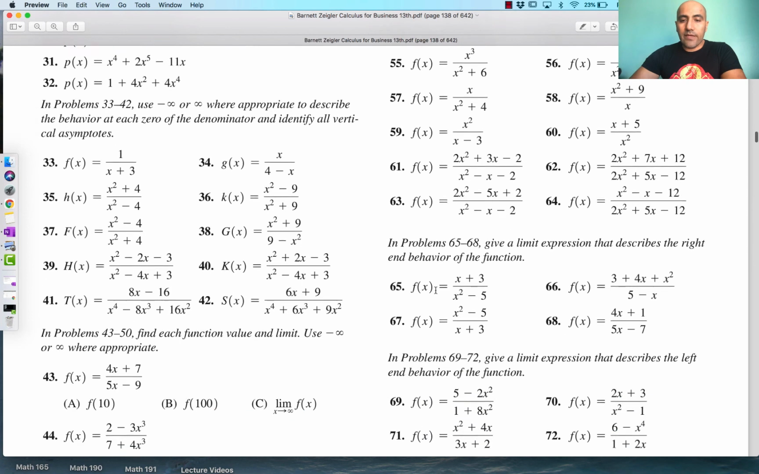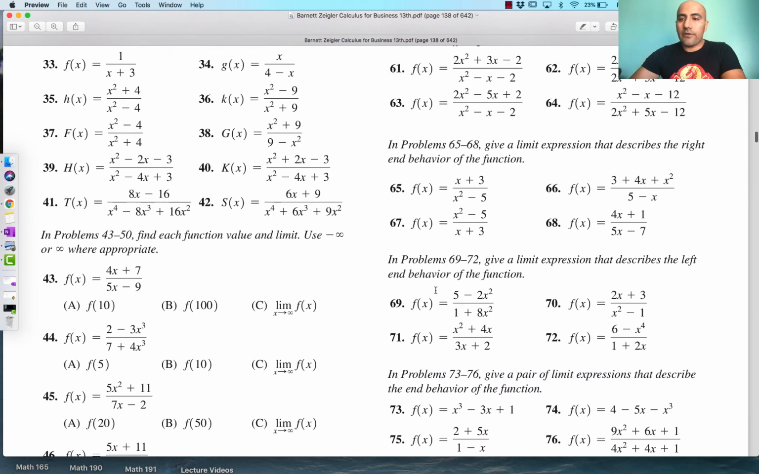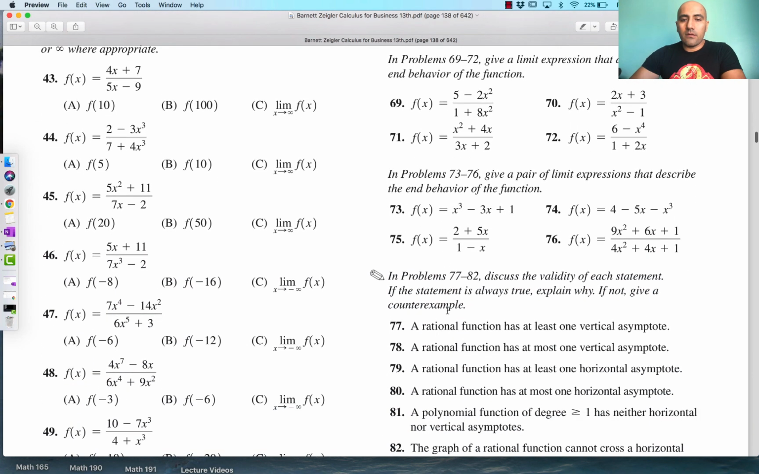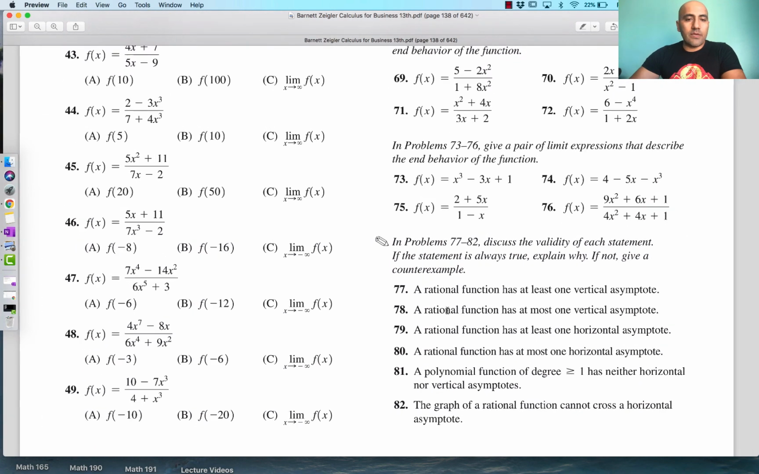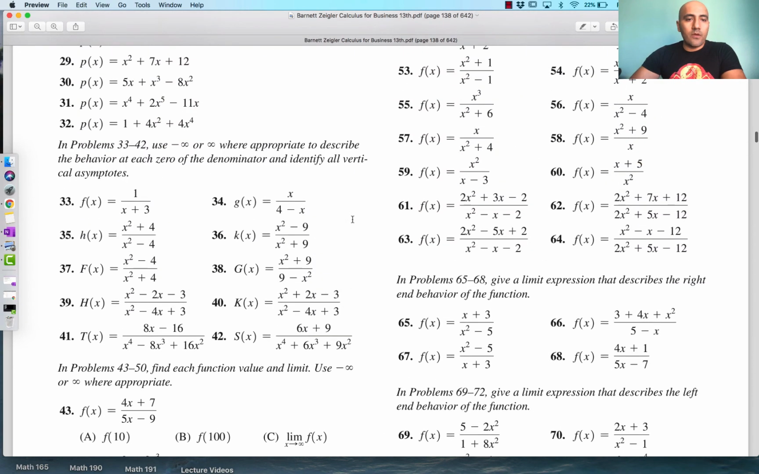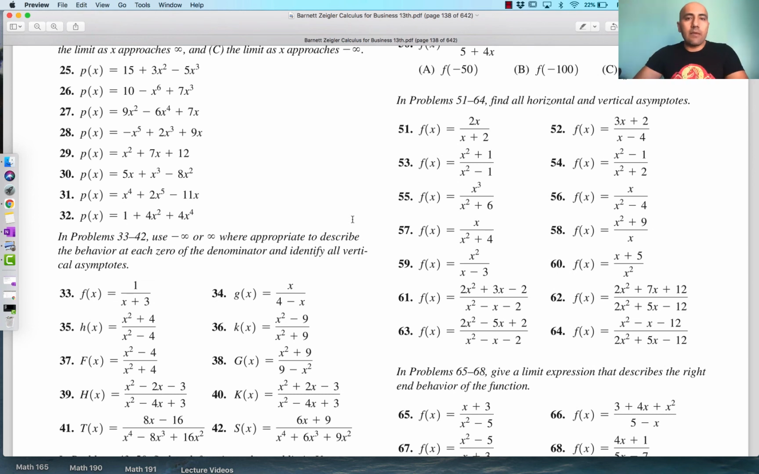Hopefully that's enough of a hint to help you with that. Give a limit expression that describes the end behavior. Okay, so hopefully you're equipped for that. Okay, so that should be enough hints to be able to do this homework. Okay, so attempt the homework and let me know if you have any problems, questions, or issues.